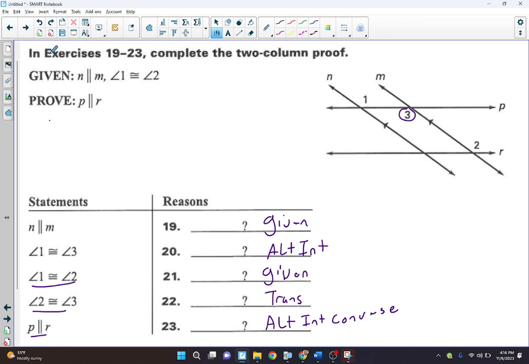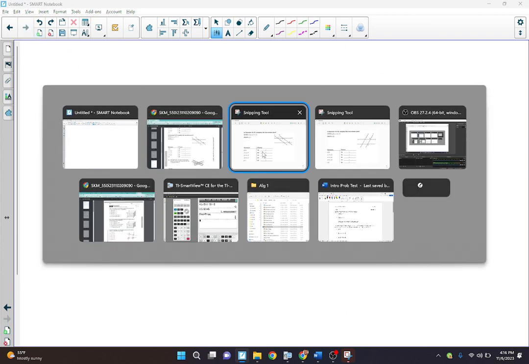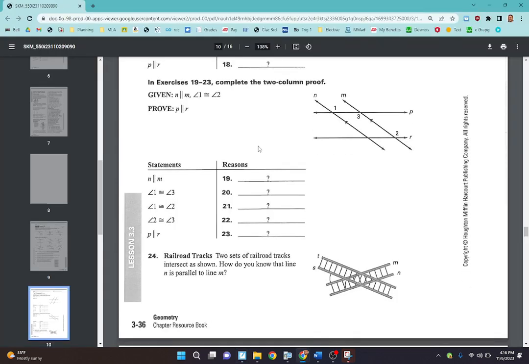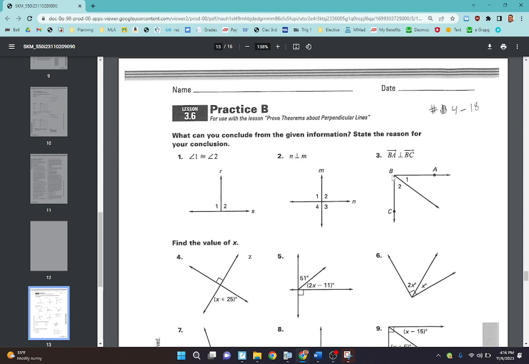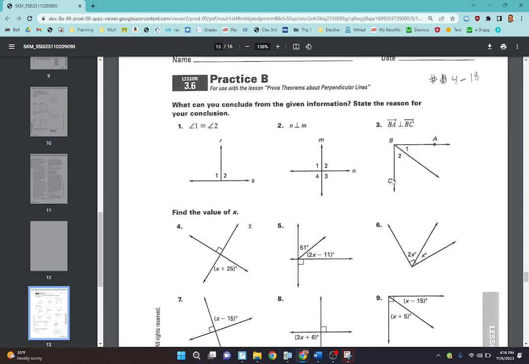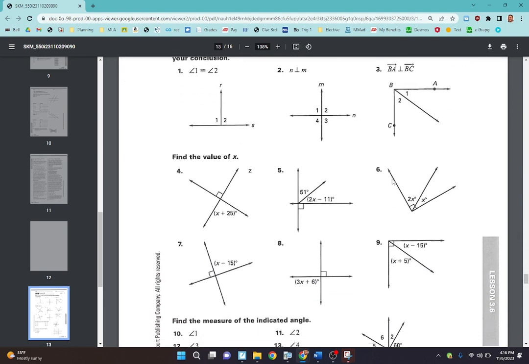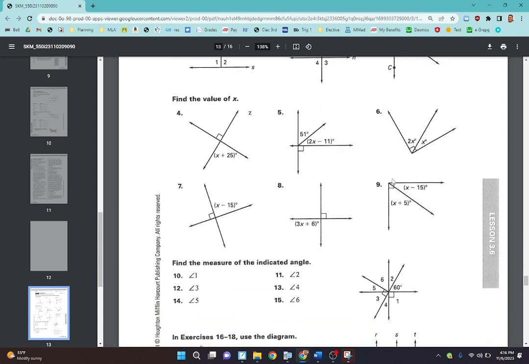I have a query on the next page. What's next? 3.6. Did we do this? Next page. This is on the test. It's 4 to 18. They're basically more algebra problems. I have a question. Which one? We do one of them.